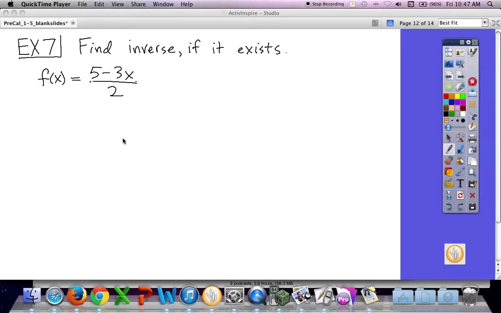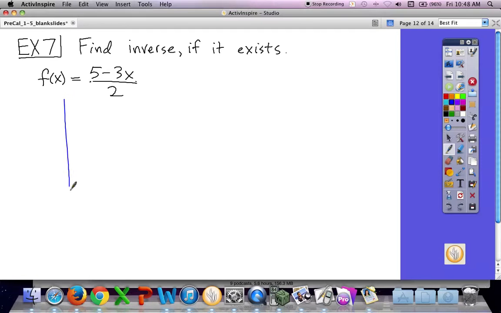Okay, so I'm going to use this example 7 to show how we actually find an inverse. First we want to know that it exists. So the first thing I would say on this problem, you could graph it. You could put it in the calculator and see what the graph looks like.